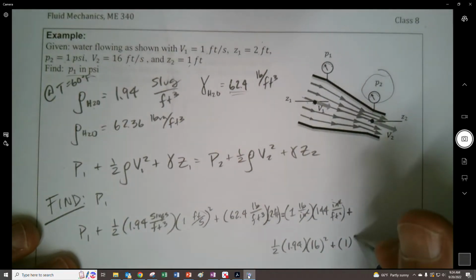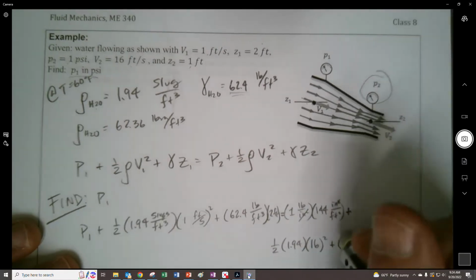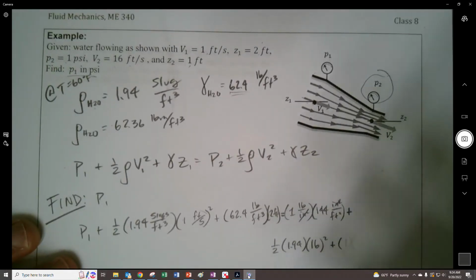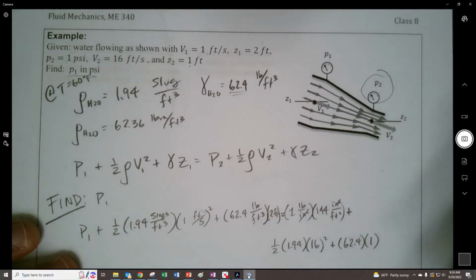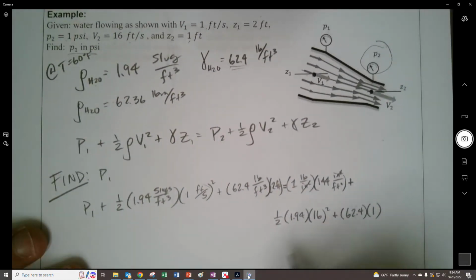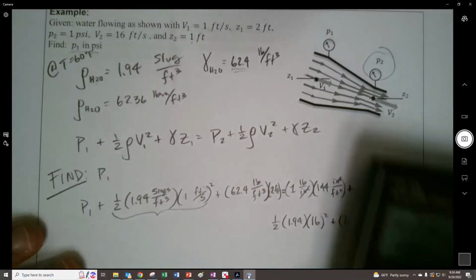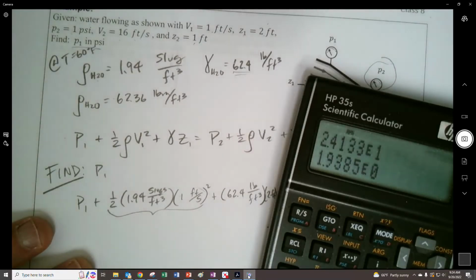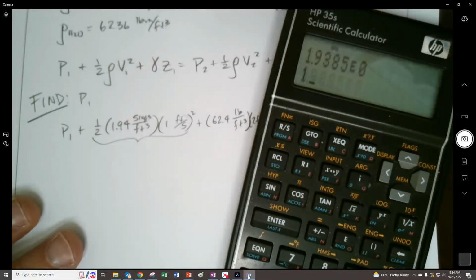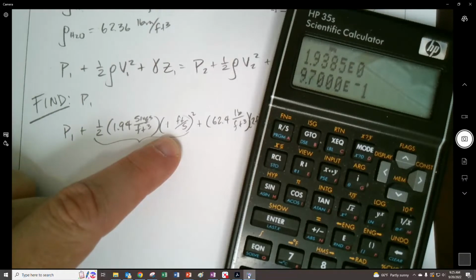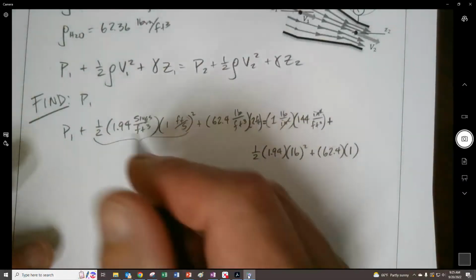Yeah, sure. And then this is going to be, let's put it in order. Let's put the gamma first, right? We got the gamma right there, so 62.4 and 1 foot. Okay. So first off, let me get the in-between numbers. Let's see. Boom, right there. This guy is going to be 1.94 divided by 2, right? Because it's going to be multiplied by 1 squared.